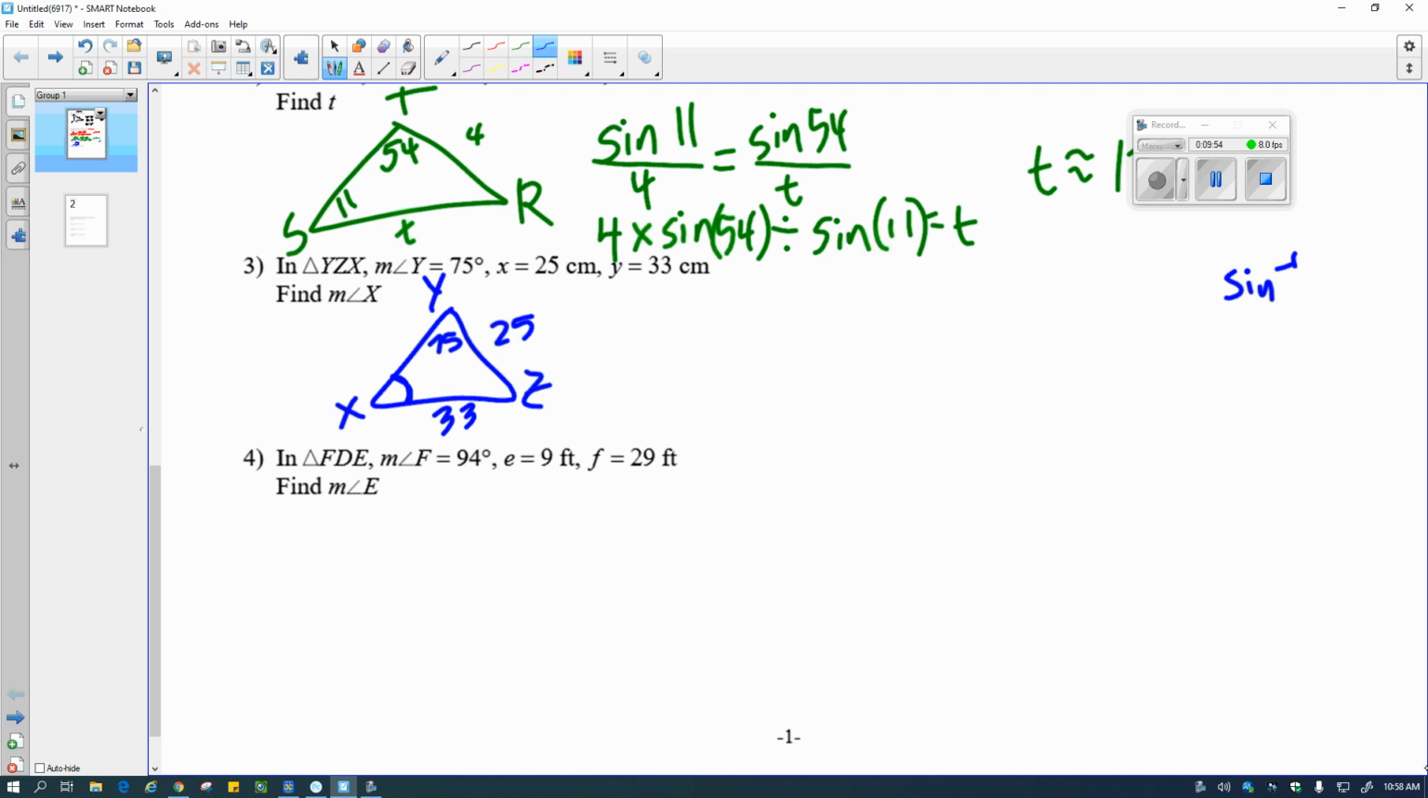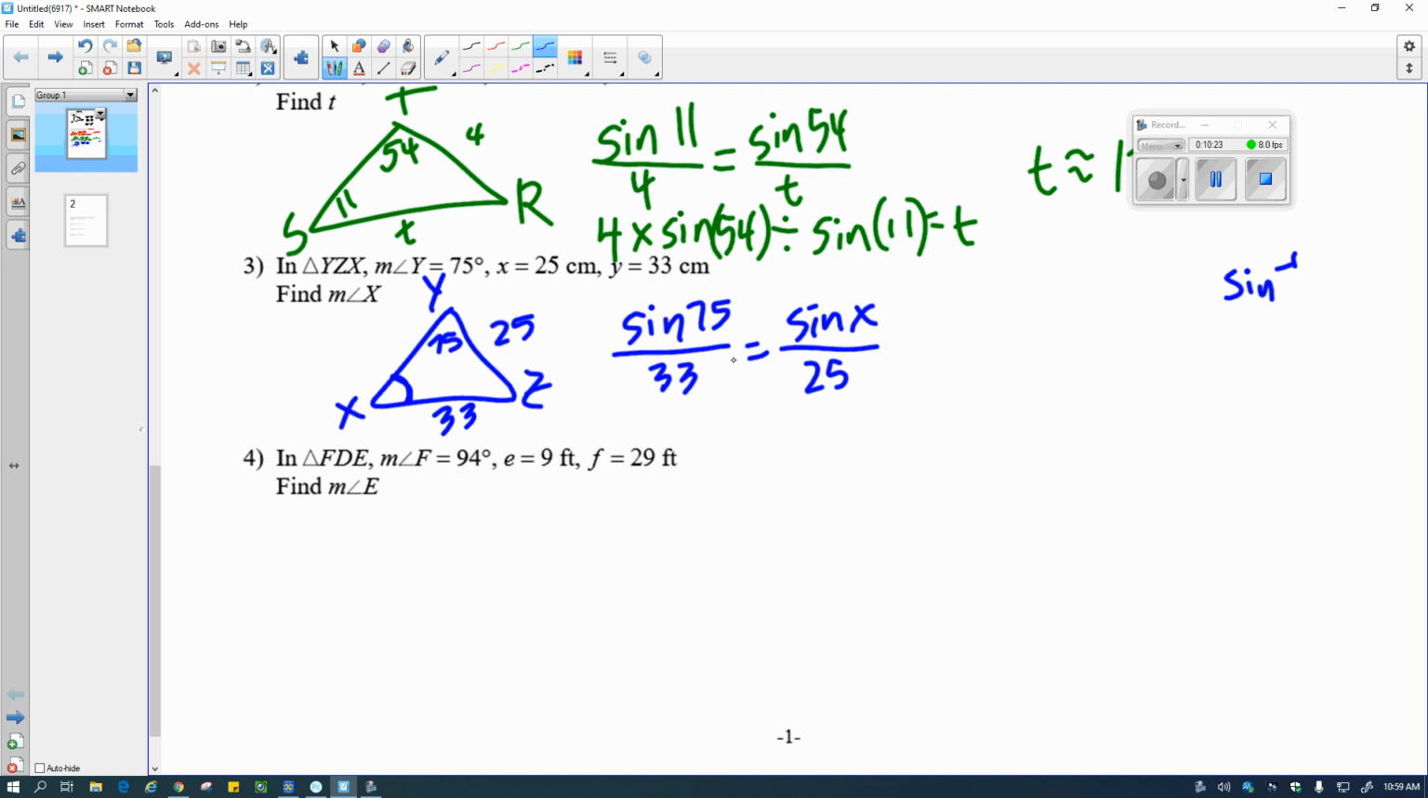So I'll set it up the same way. I can use law of sines every time I can set up a proportion in which I have only one variable. And so I will do the sine of 75 over its opposite is equal to the sine of x over its opposite side, which is 25. And I'll even do this next solving part the same way.